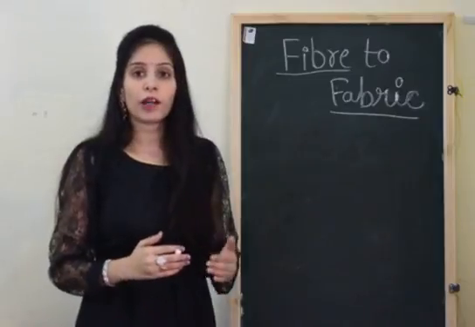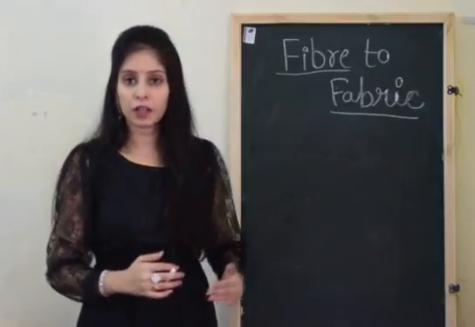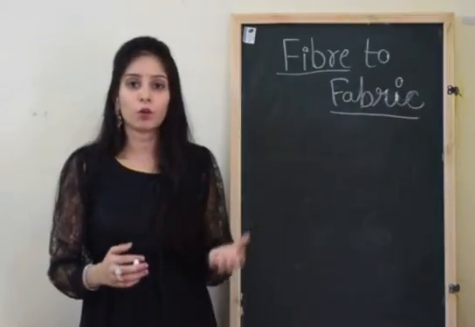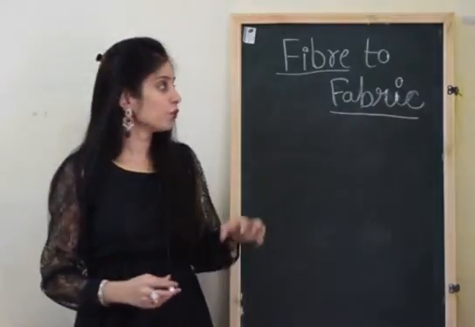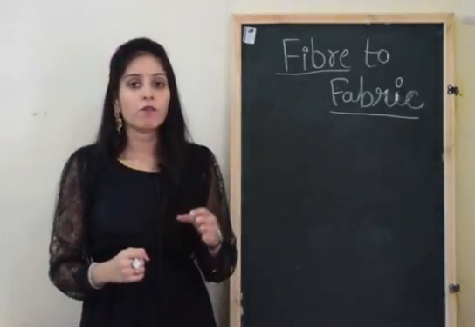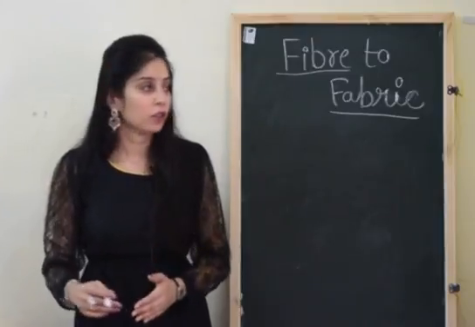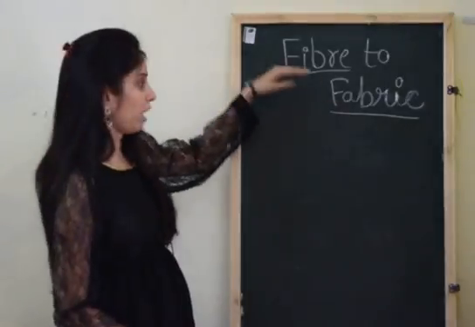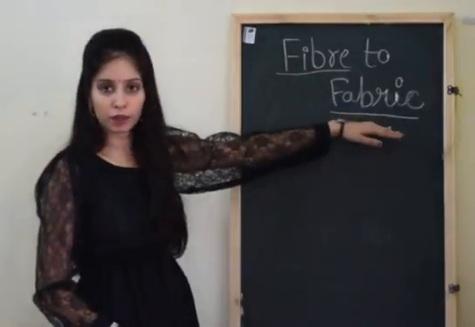Clothes protect us from various climate conditions, from heat, from cold, as well as from rain. So we should know how different kinds of clothes are made and what the process behind this is. Before starting the topic, there are two terms: fibers, and second, fabric.